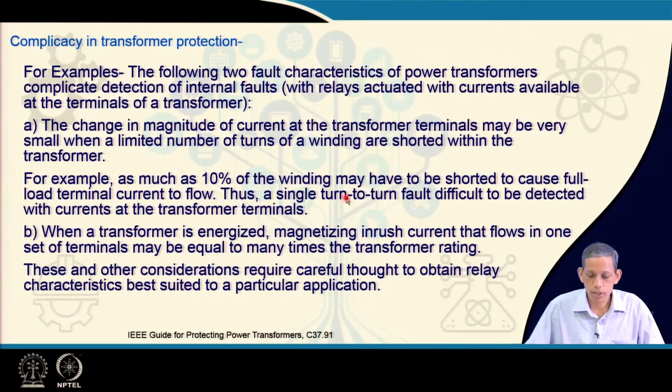When you talk about a single turn to turn fault, that may not lead to a significant current at the transformer terminals where it can be detected. That is the issue with a turn to turn fault. At the point where the fault has occurred, the current may be significant, but its reflection at the terminals of the transformer, where the measurements through the CTs are taken, may not be significant. So, that puts challenges to transformer protection.